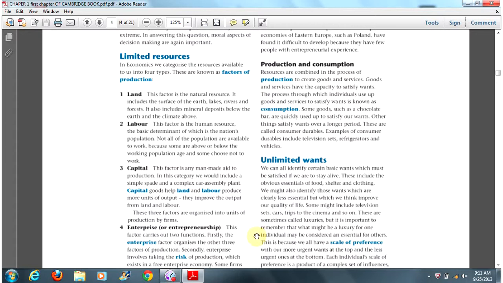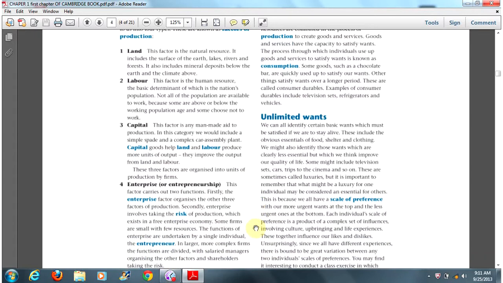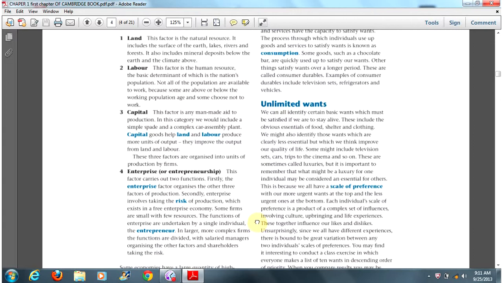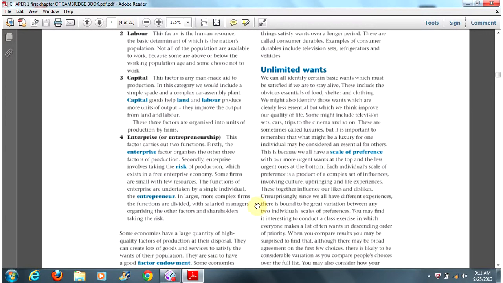This is because we all have a scale of preference, with our more urgent wants at the top and the less urgent ones at the bottom. Each individual scale of preference is a product of a complex set of influences involving culture, upbringing, and life experiences. These together influence our likes and dislikes. Unsurprisingly, since we all have different experiences, there is bound to be a great variation between any two individual scales of preference.